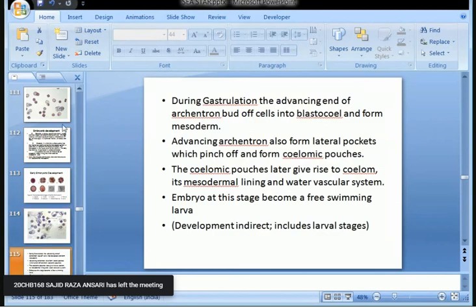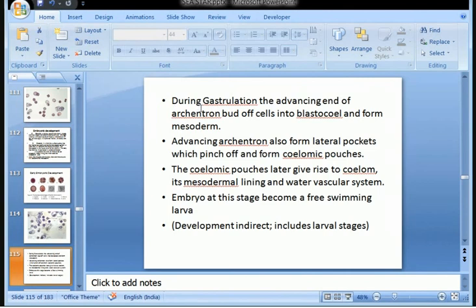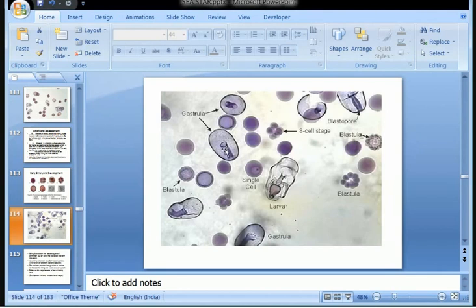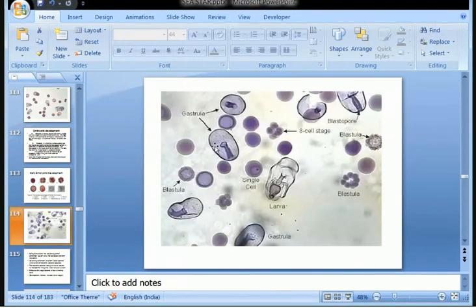So during gastrulation, we were talking about these stages, blastula and gastrula. So we continue from that. During gastrulation, the advancing end of the archenteron buds off cells into the blastocoel and forms the mesoderm. So this part is the advancing end here, right? This is the advancing end, this is the advancing end. So from here, the cells bud off, and they come to lie in the blastocoel and form the mesoderm. Of course, this space is the blastocoel, and this is the archenteron.